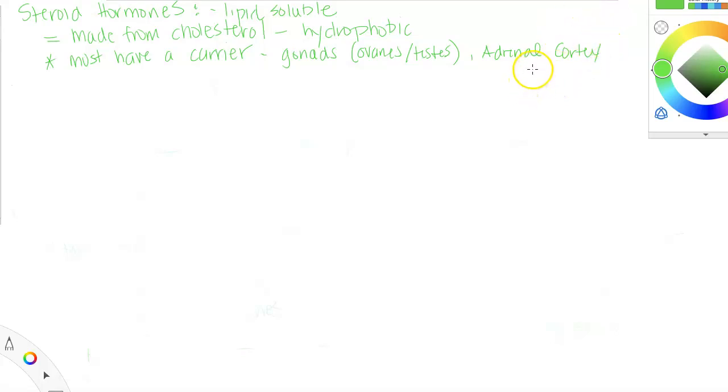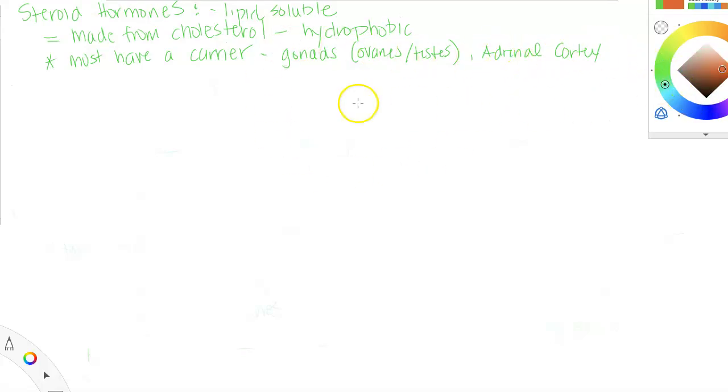If you remember from the video about glands, we know that the adrenal glands have two parts, the cortex and the medulla. The medulla is neural tissue, the cortex is glandular tissue. And in the cortex is where mineralocorticoids, glucocorticoids, and androgens are made. So those are all steroid hormones.